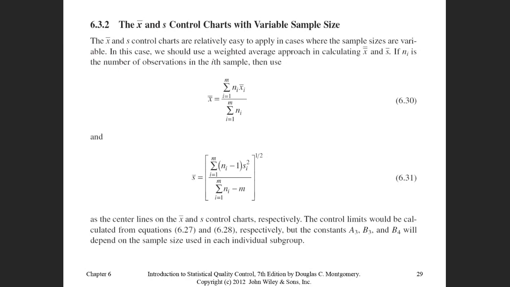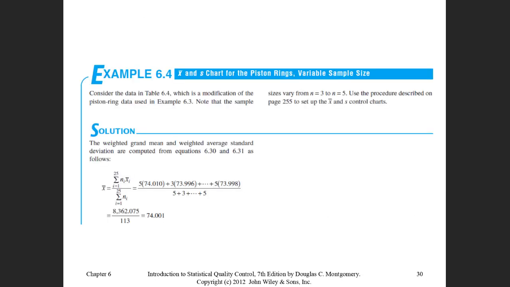The sample size will be different every time, so every reading will have a different sample size. We will see an example. There is an example in the textbook. It shows you data, and the data here has different sample sizes. It varies between 3 and 5, and those sample readings are given in the textbook. You can refer to that.